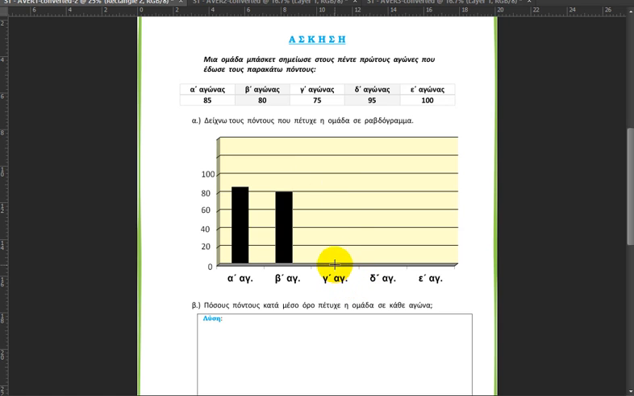And the third game reached 75 points. So that's going to be almost to 80, about a quarter missing. Then we have 95, so almost at 100. Again, about a quarter of the way missing. And then the last game is exactly 100, so it's going to reach the 100 line. And there we go, that's our chart.